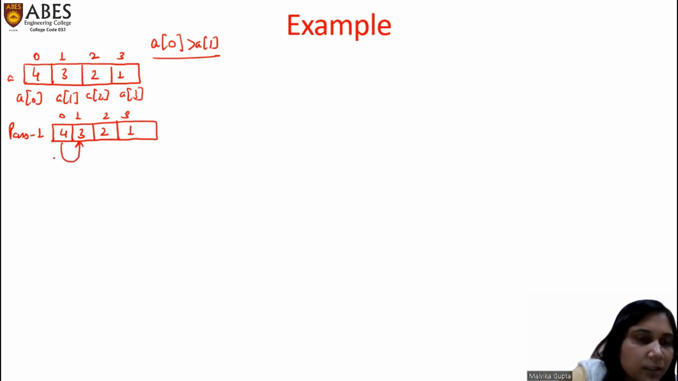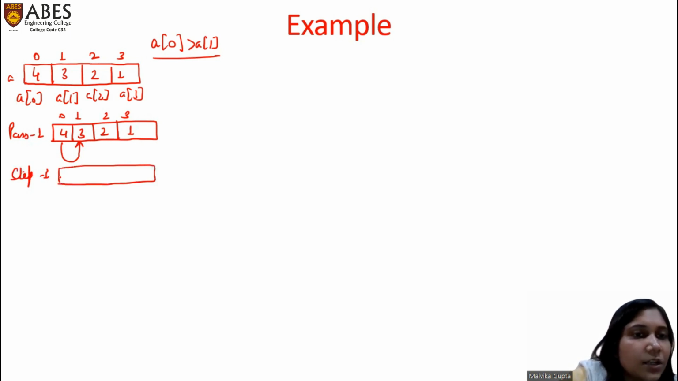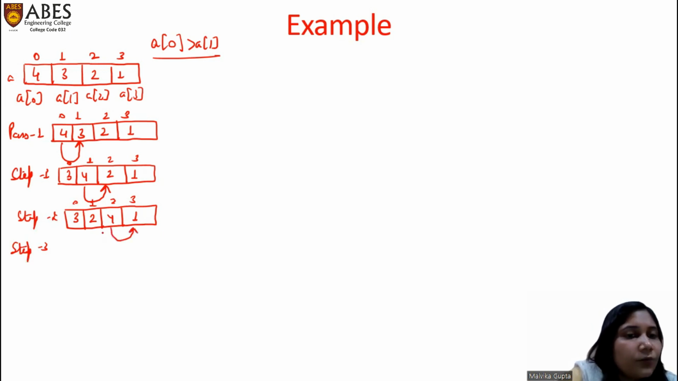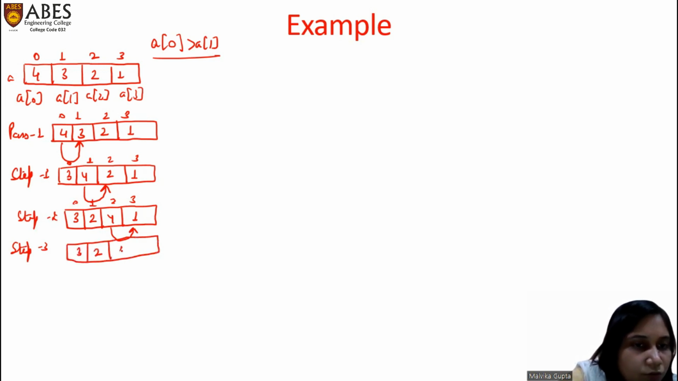First of all, I'm going to make the comparison between these first two. Step 1: is 4 greater than 3? The condition is true, so I perform swapping. For the next one, I compare the next two positions. Step 2: 4 is greater than 2? Yes, the condition is true, so we swap these numbers. Now at step 3: 4 and 1. 4 is greater than 1? Yes, the condition is again true, so we perform swapping. Now we have 3, 2, 1, and 4, at positions 0, 1, 2, and 3.